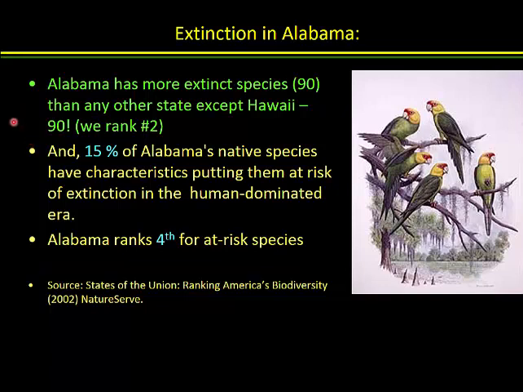And if you look at current species that still live in Alabama, at least about 15% of them have characteristics that make them vulnerable to extinction. We're going to talk about what those characteristics are in just a few minutes. If you look at species that are currently at risk of extinction because they have had populations declining, we rank number 4 in the U.S. for total species at risk.